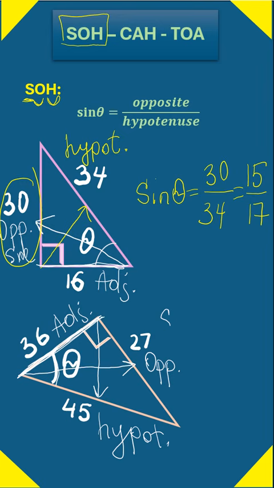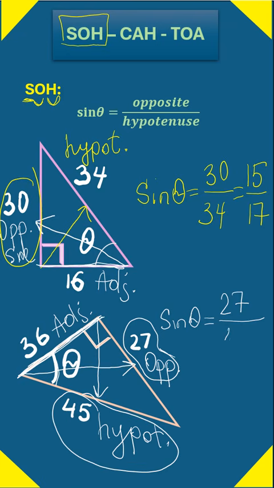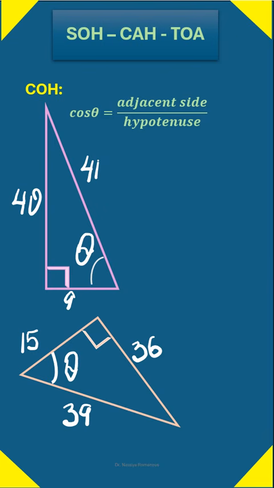Now sine theta, we have to take the opposite side, which is 27, divided by the hypotenuse, 45. We can simplify. We can cancel out 9 and the answer would be 3 over 5, or 3/5. So sine theta equals 3/5 for the second example.